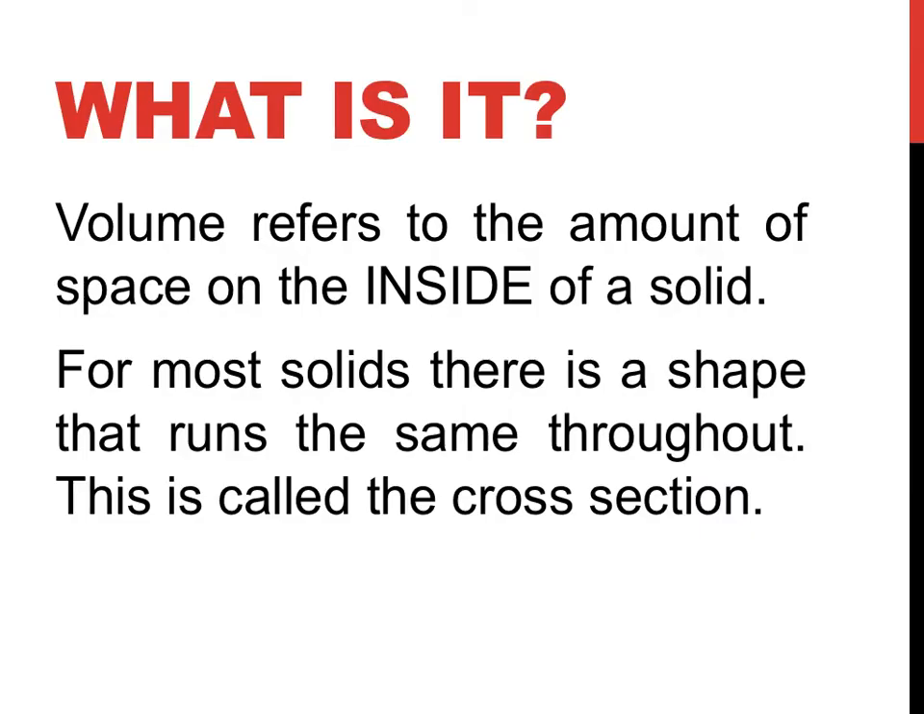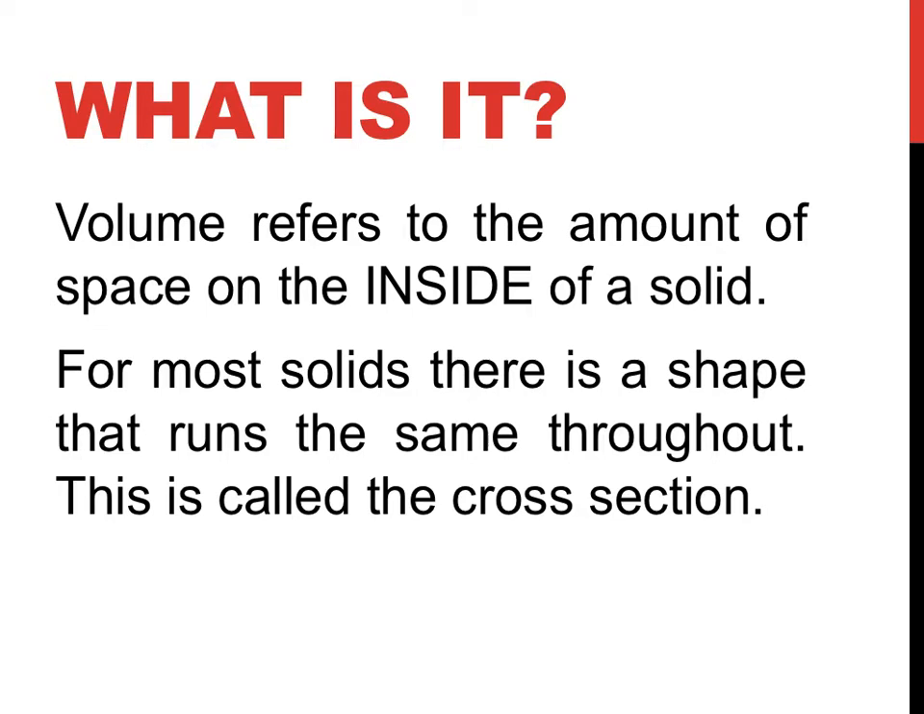First off, volume refers to the amount of space on the inside of a solid. Perimeter is around the outside. Area is on the inside of a 2D object. When we looked at surface area, we looked at the outside of a 3D object. Volume isn't just on the outside or the surface, we're now looking on the inside. How much stuff is on the inside?